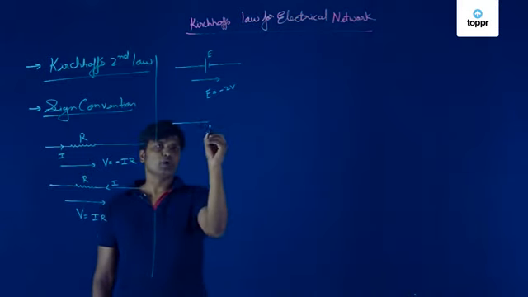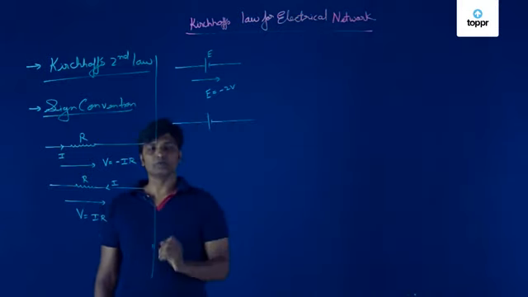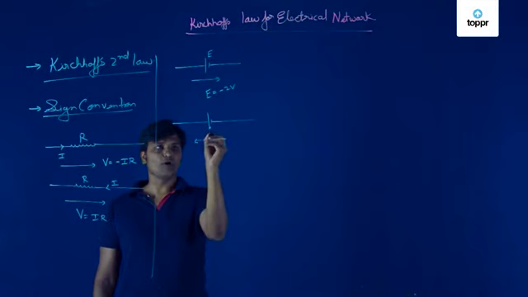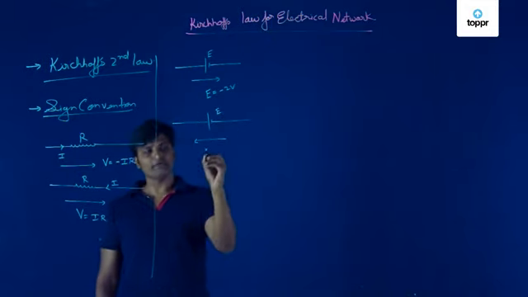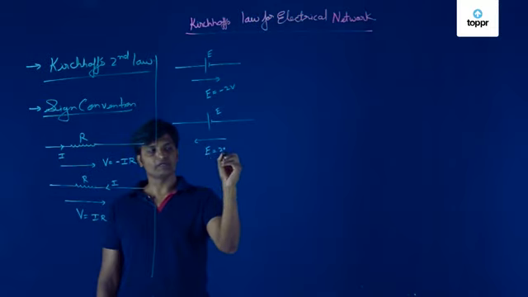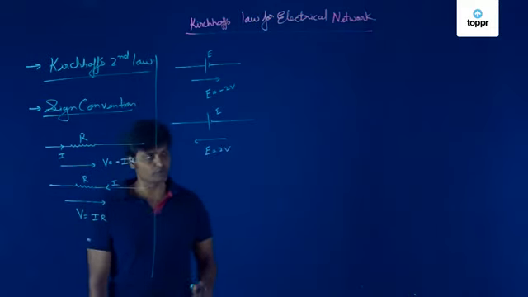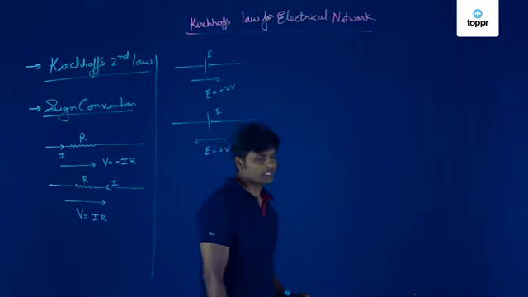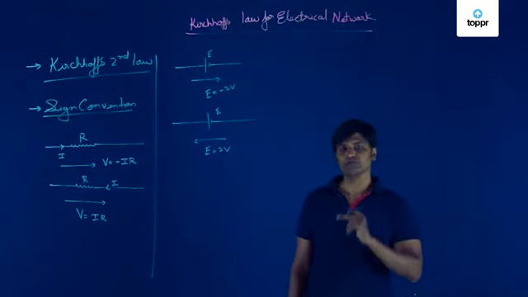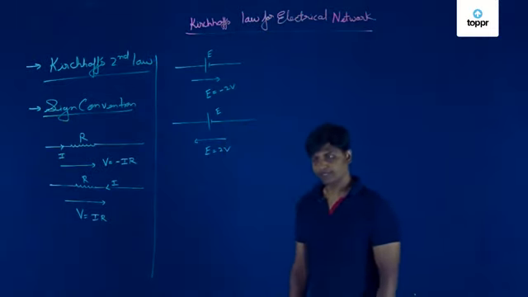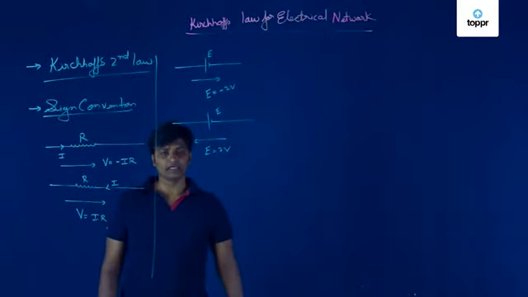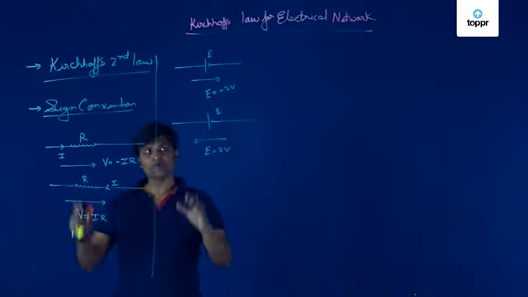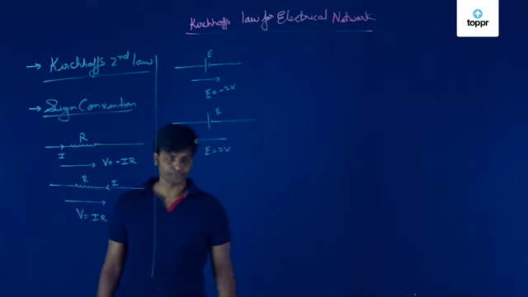Whereas, while traversing the loop, if we are coming out of the positive terminal of this battery, then the EMF of this battery will be considered to be positive. So, if the EMF of the battery is 2 volt, it will be considered to be positive 2 volt. Now, let us take an example to understand Kirchhoff's second law after we have understood the sign convention.